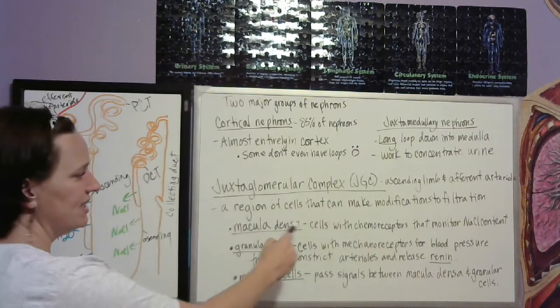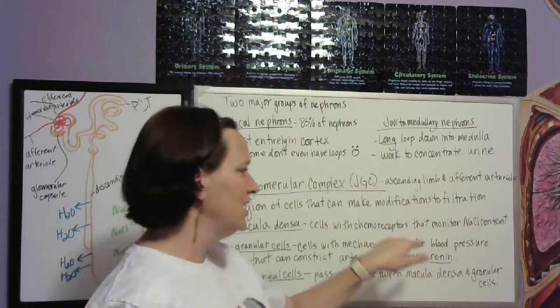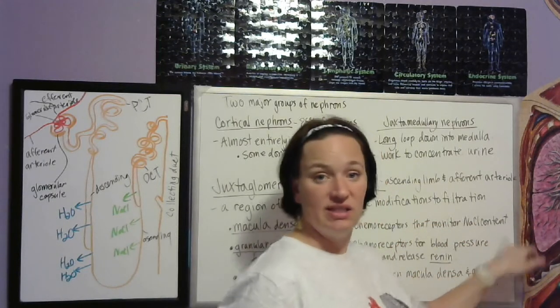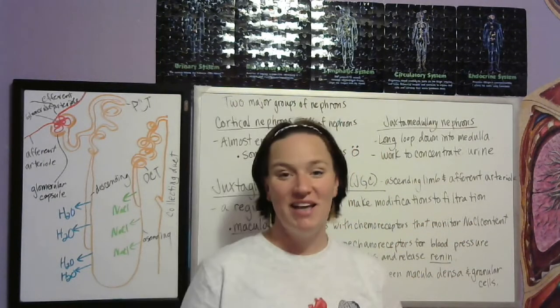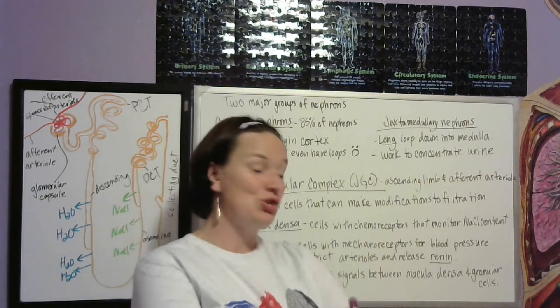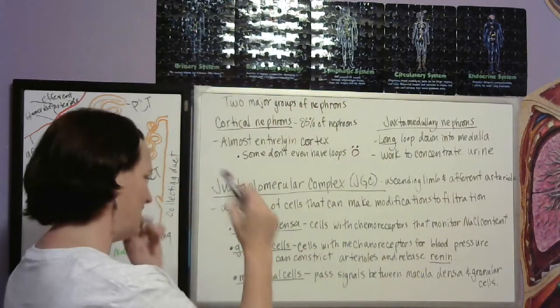Okay, the macula densa, these are cells with chemoreceptors, so they're looking at chemical content, and they're monitoring sodium chloride, so salt content. So it's like, oh no, she had pretzels again for lunch. So her blood is just streaming with all this salt. Okay, we need to look into that.